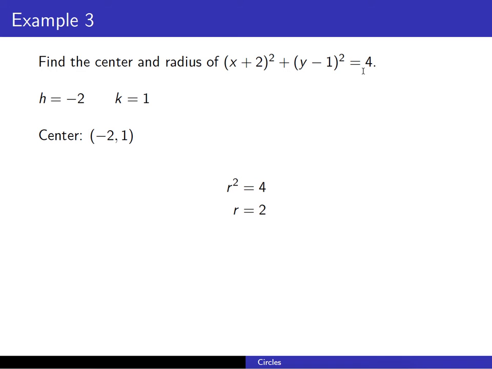Remember, when square rooting both sides, we usually think of the positive and negative roots, but because the radius is a distance, we only consider the positive square root of 4, not the negative square root of 4. Positive are the principal roots. So we have the center of the circle at (−2, 1), and the radius is 2.